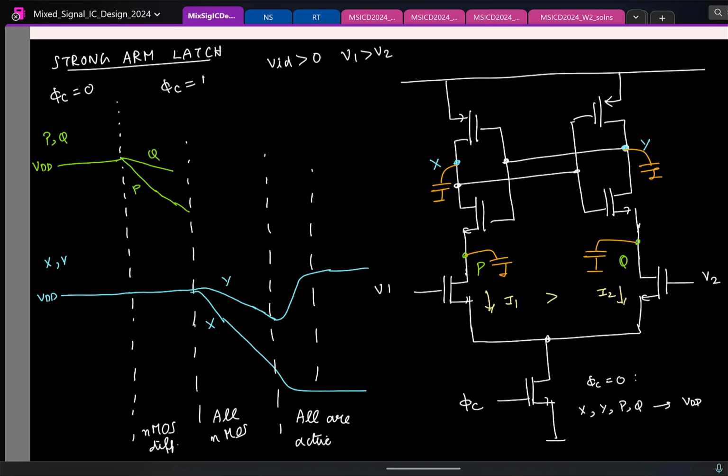Sorry, can you repeat the question? It stays there in the StrongARM. There are three phases: amplification, regeneration, and the reset phase. Okay, I mean, we have only two phases. One phase where we reset everything to VDD. The other phase is the comparison or regeneration phase. That's all. In the regeneration phase, you can say three things are happening distinctly. Cool. So hopefully the StrongARM latch is clear.